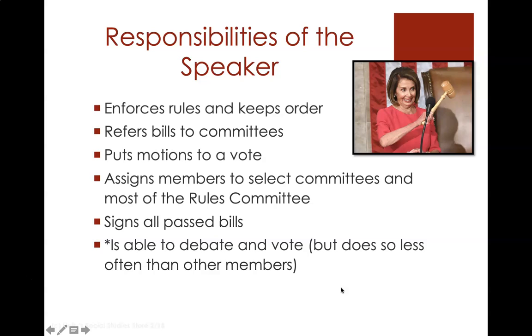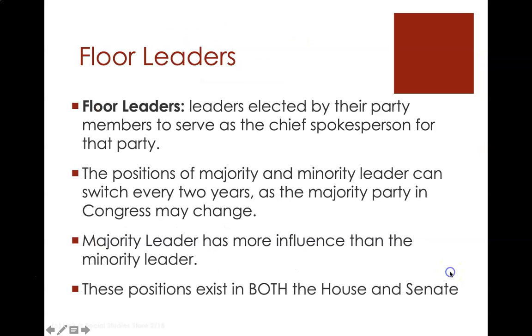The responsibilities of the Speaker: they enforce the rules and keep order. They refer bills to committees. They put motions to a vote. They assign members to select committees and most of the rules committees. The Speaker is also in charge of signing all the bills that are passed in the House, and they are able to debate and vote, but this does not usually happen. They do this a lot less than other members.